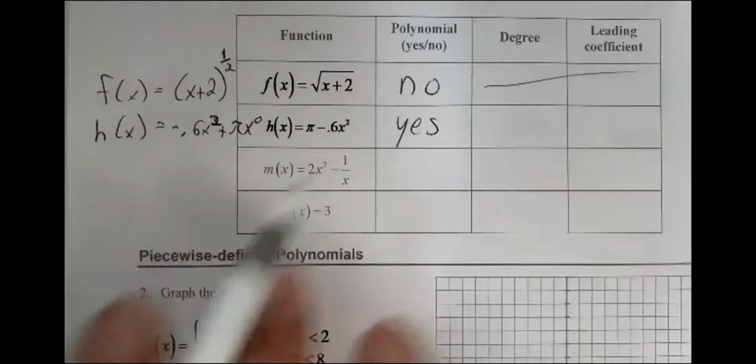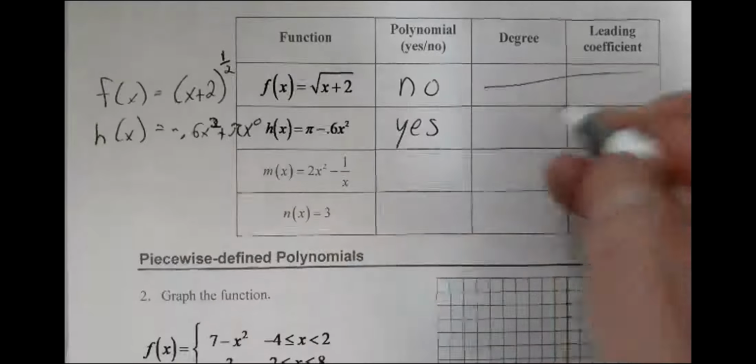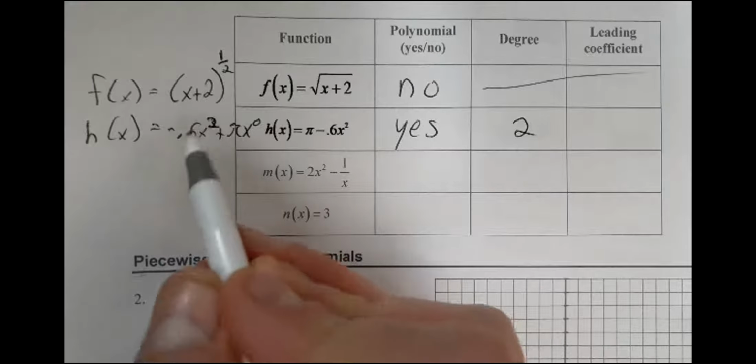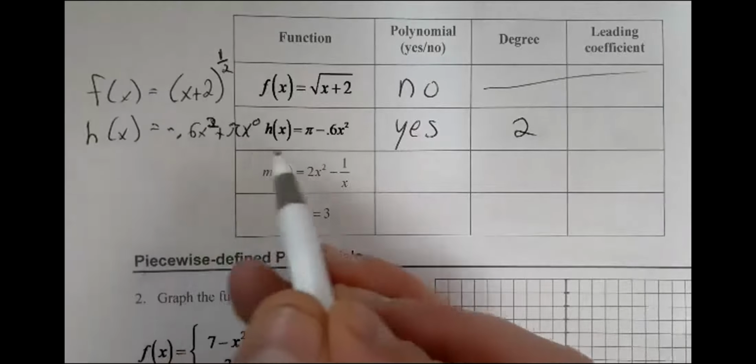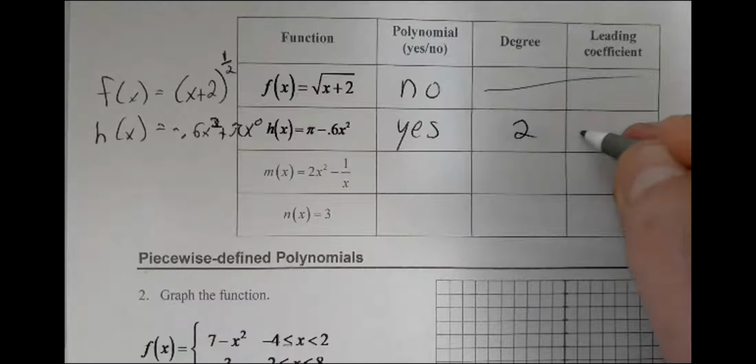The degree. When we talk about the degree of a polynomial, we are talking about the largest degree that the polynomial has. So this is a second degree polynomial. The leading coefficient is the coefficient on the leading term when we write things in descending order. So the leading coefficient here is the minus 0.8.